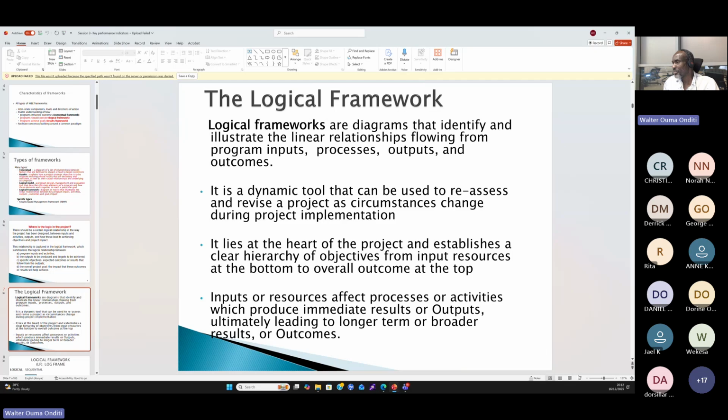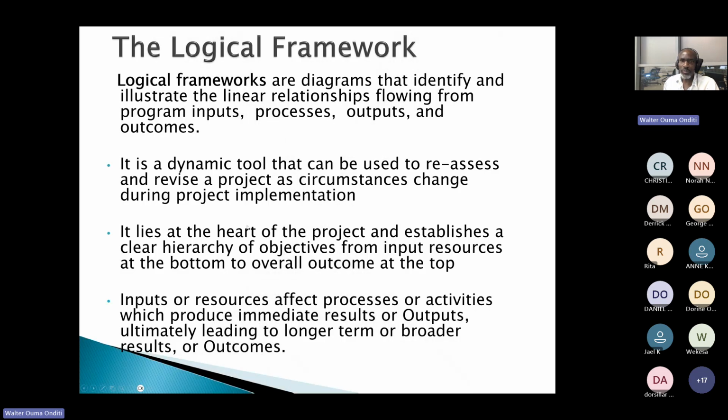Okay. I wanted to put it in presentation mode so that you are able to see together with me. So we said it is basically a diagram that identifies and illustrates the linear relationship flowing from program input all the way to the outcome. It is a dynamic tool that can be used to assess and revise a project as circumstances change. It lies at the heart of the project and establishes a clear hierarchy of objectives from the different levels that you have just mentioned. Input or resources affect processes or activity, which produce immediate results, like you have said before, or outputs, ultimately leading to longer term objectives.